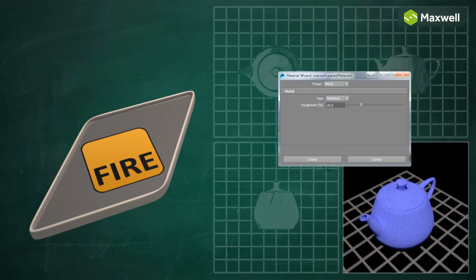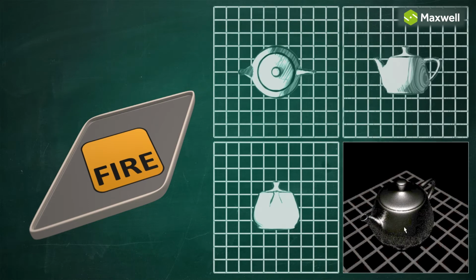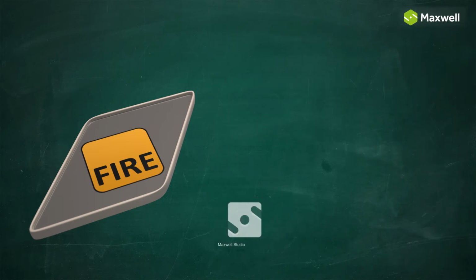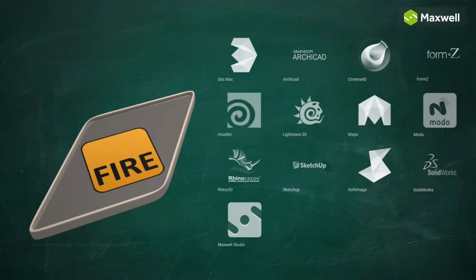By adjusting your materials, environment conditions, camera settings, or emitter intensity, and seeing the results immediately, instead of waiting for a test render. Maxwell Fire is available in Maxwell Studio, as well as most of the supported plugins.